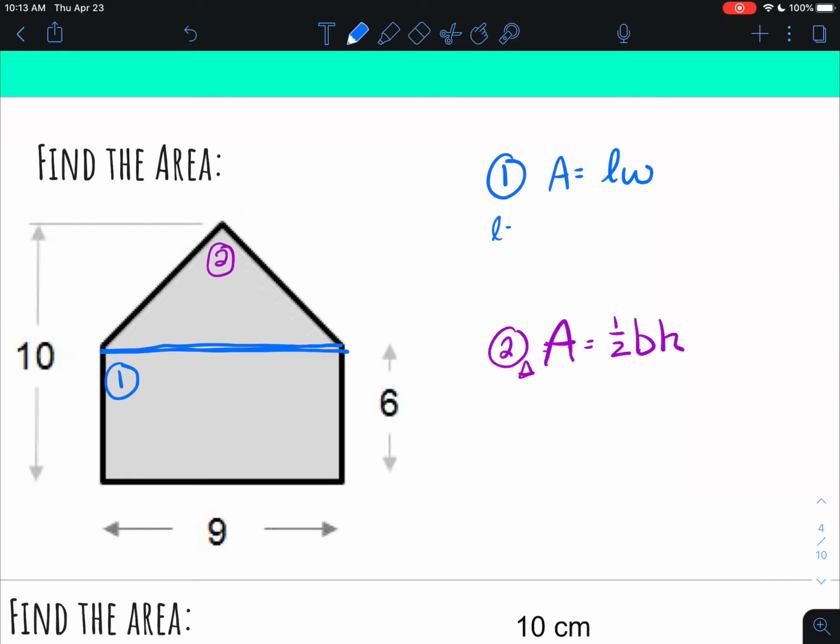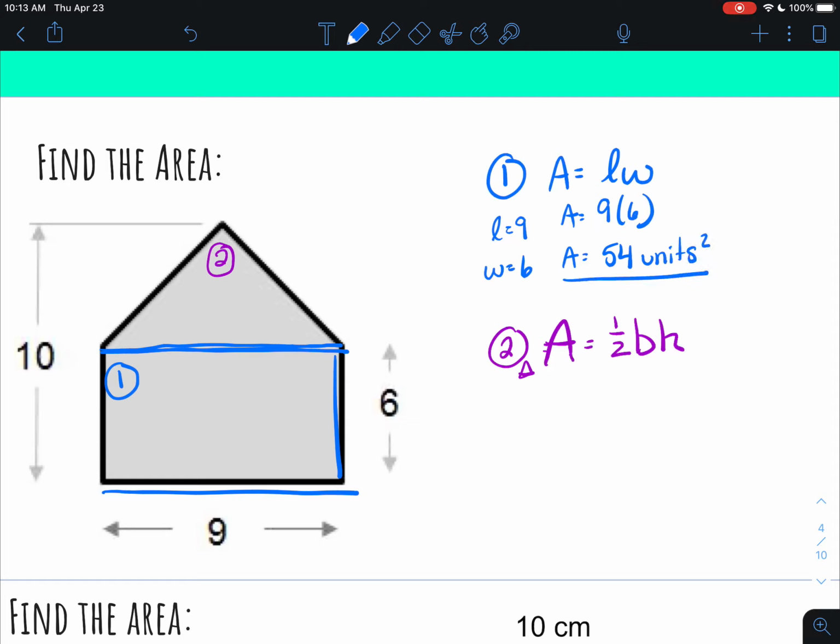So length and width of my rectangle. Length is 9, width is 6. So plug it in. 9 times 6. Area is 54, and this is just units squared since they don't tell us what measurement it is. Okay, so there's one of the areas we'll have to add together.